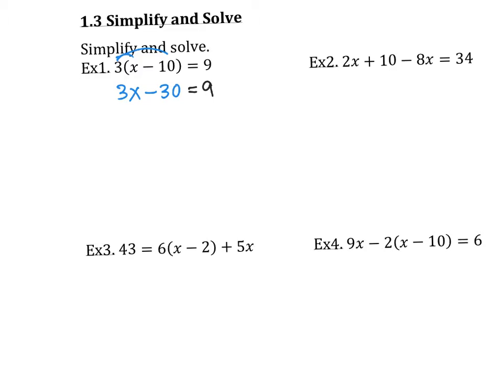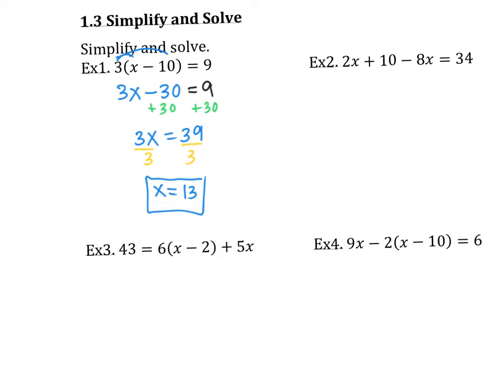Okay, now that I simplified the expression on the left side, now it's a two-step equation, and I'm going to solve it like I normally solve a two-step equation. So to cancel the minus 30, I'm going to plus 30. So 3x equals 9 plus 30 is 39. Okay, and then since this is 3 times x, to cancel the 3 times x, I divide by 3 on the left and the right, and I end up with x equals 13. Okay, so once we simplify, then it becomes a two-step equation.